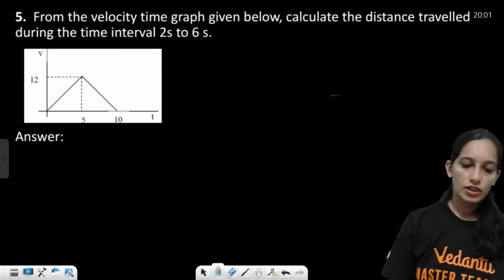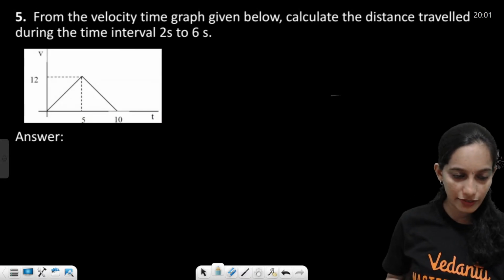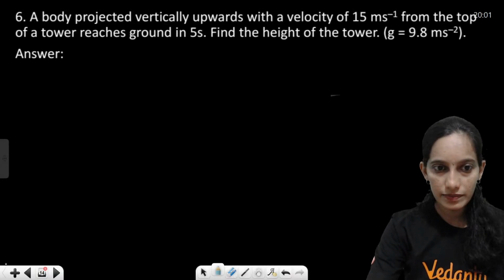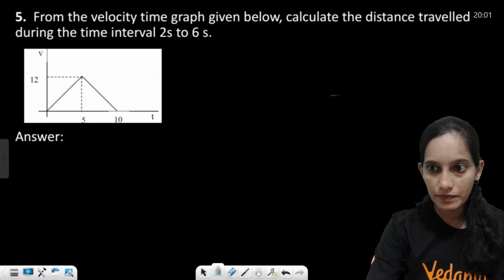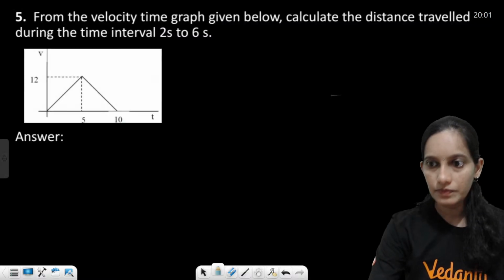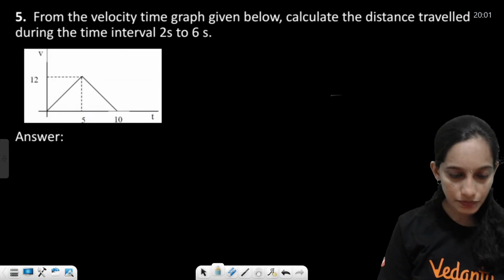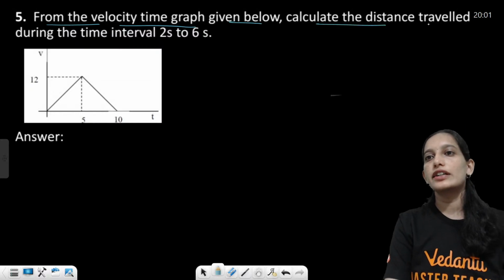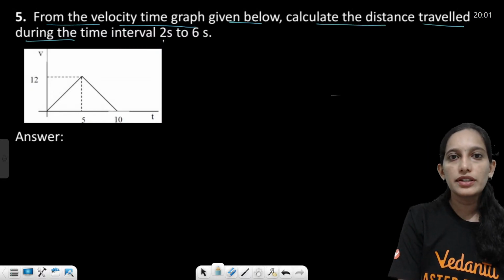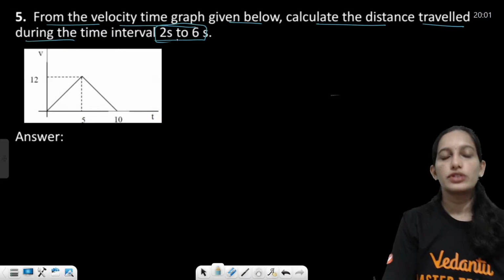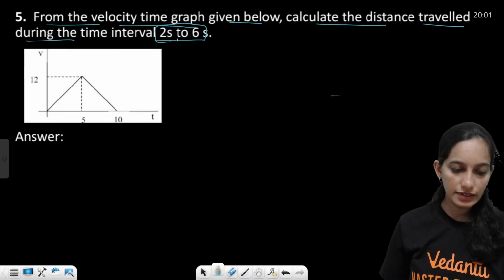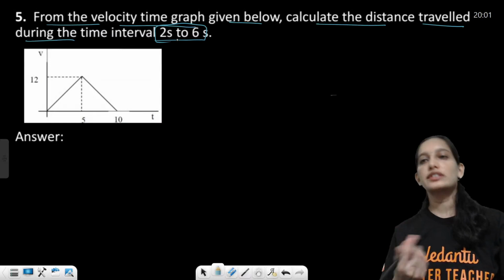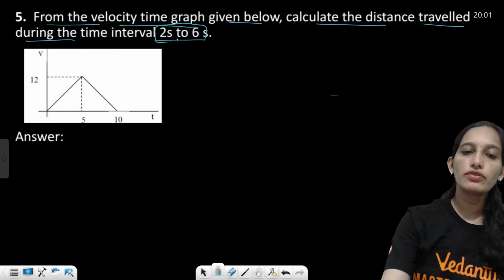So this is a slightly different one, a graph based question. From the velocity time graph given below, calculate the distance traveled during the time interval 2 seconds to 6 seconds. Okay, 2 seconds to 6 seconds, calculate what is the amount of distance traveled between the time interval of 2 to 6 seconds.